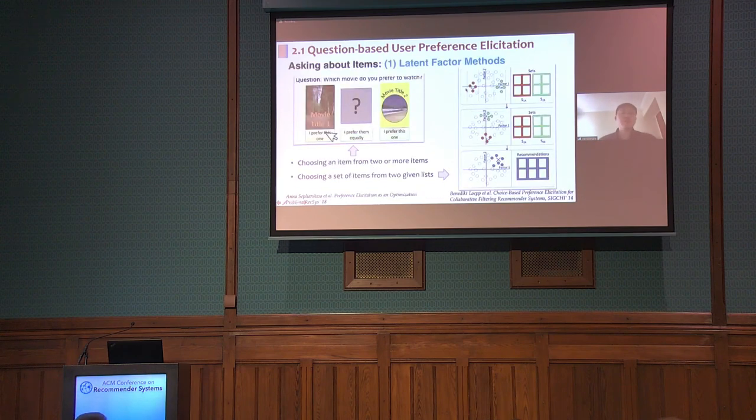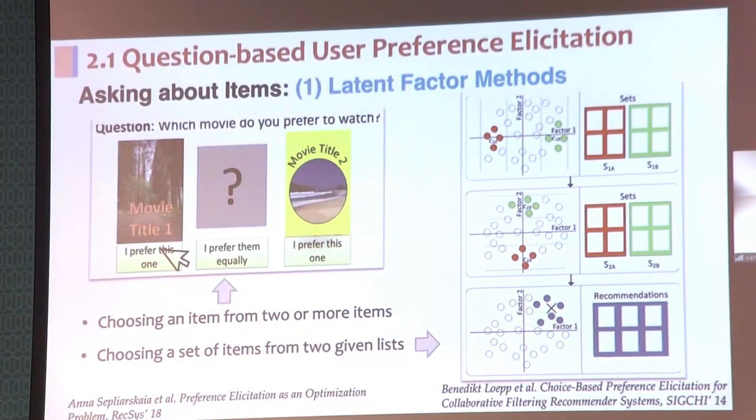So let's come to the methods of asking items. The first method that I want to introduce is the latent factor-based method. In traditional recommendation systems, we usually have latent factor models. For example, we have a user-item interaction matrix, and in order to do the recommendation, we usually perform matrix decomposition to decompose the latent factors which are important to the user-item interaction. Through the matrix decomposition, for each item we get a vector or embedding, and each dimension of the vector is associated with a latent factor.